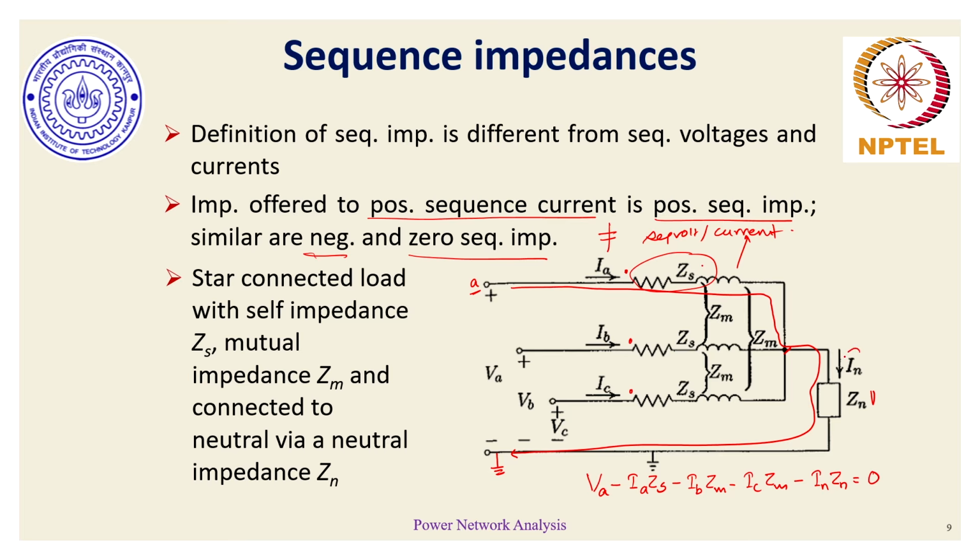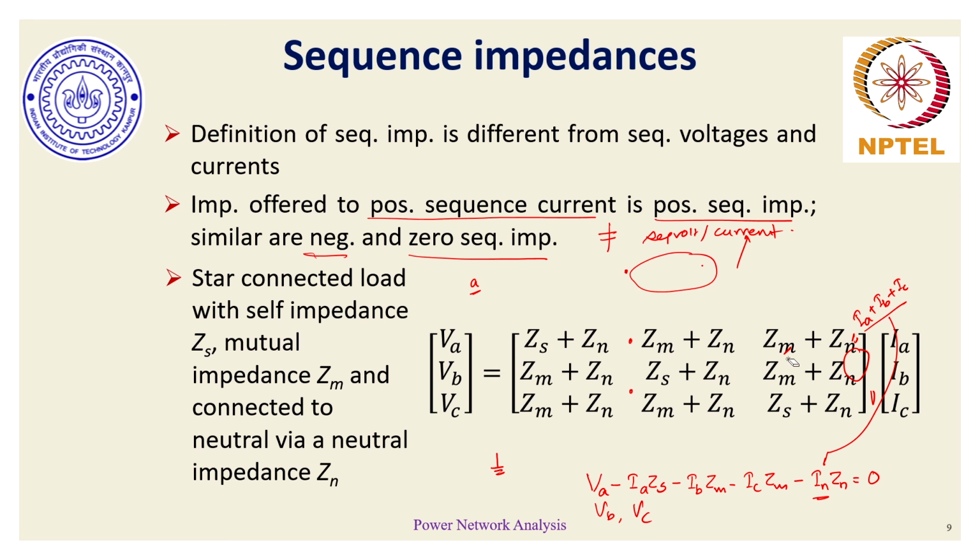Now this neutral current, what is its expression? By KCL at the neutral point, neutral current is nothing but IA plus IB plus IC. So instead of IN, I can put these three currents over here. Similar equations can also be written for phase B and phase C. I'll have the three-phase system, which is essentially what is shown or marked over here.